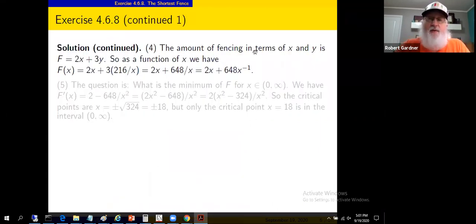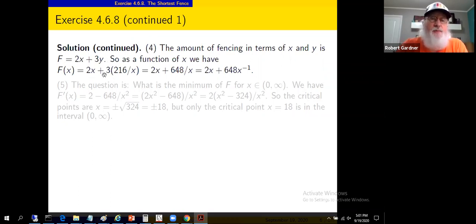So that's the amount of fencing in terms of the X's and the Y's. All right, and in part 4, they also wanted us to write that as a function of a single variable. We got it as a function of 2 variables, X and Y, but we know what Y is in terms of X. Y was 216 divided by X. That was the last thing on the previous slide. So let's substitute that in for Y.